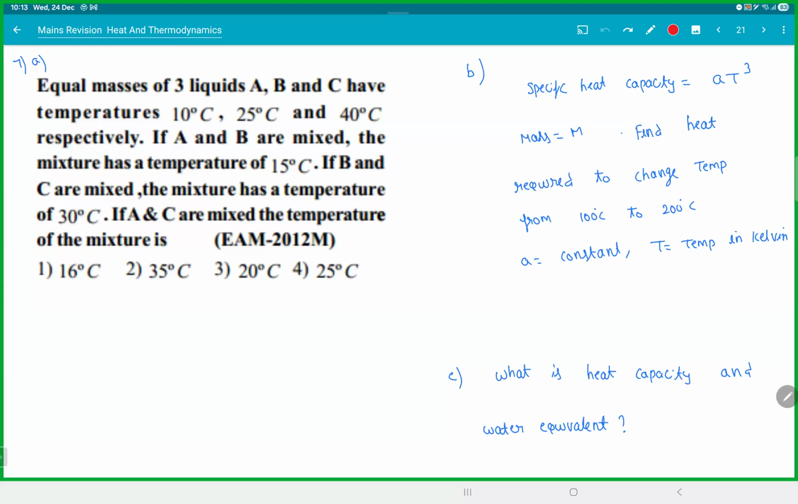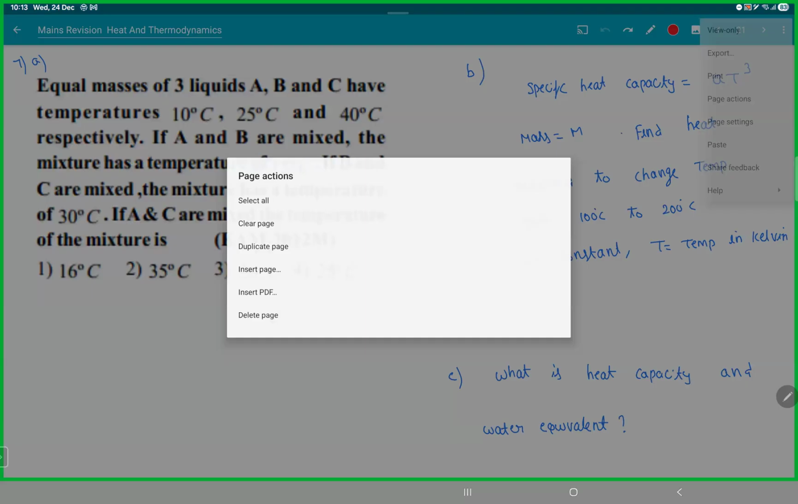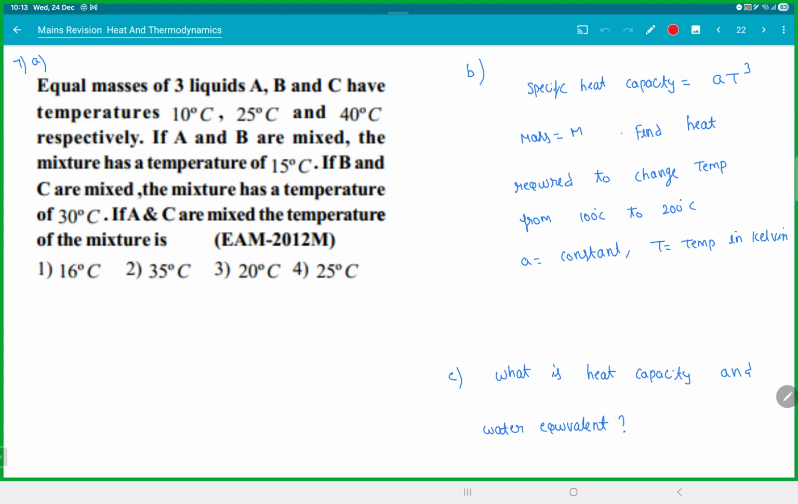Let's see. So how to do this thing? So we have equal masses of three liquids, at 10 and 25. There is no way out here to solve this. So first let's take A and B. So the temperature is 15 degrees.